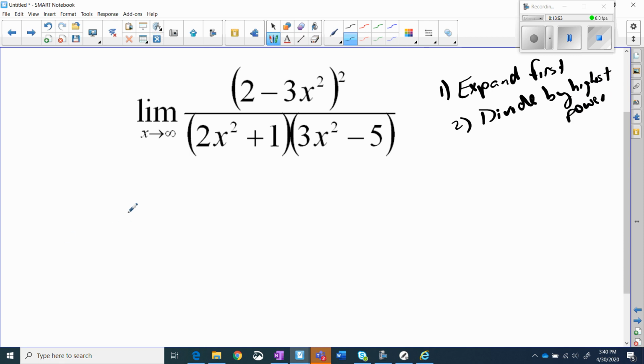All right, so let's go to this one and do some expanding. Limit as x goes to infinity. This is a binomial squared. Make sure you use your 3 steps and square it properly. Square the first, multiply, which would give me negative 6x squared, but then I have to double that. So negative 12x squared. Square this one, plus 9x to the 4th.